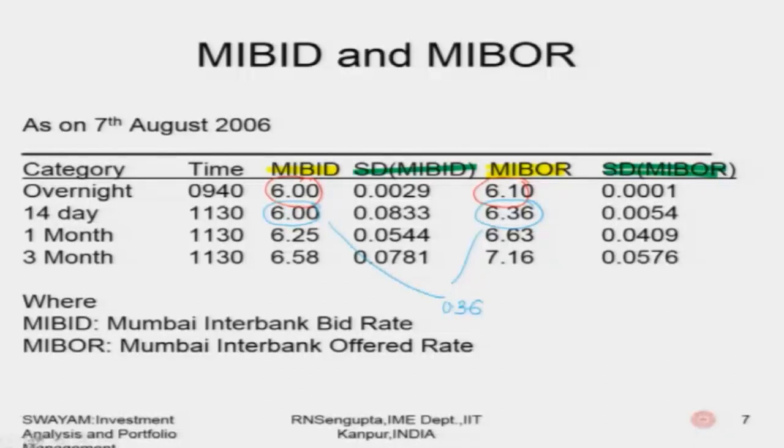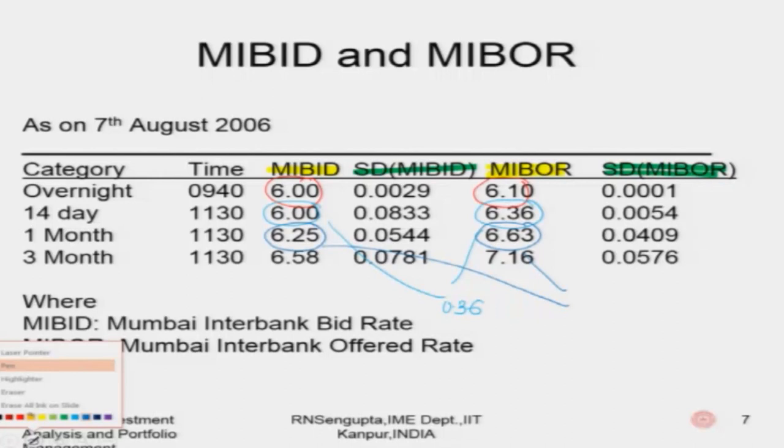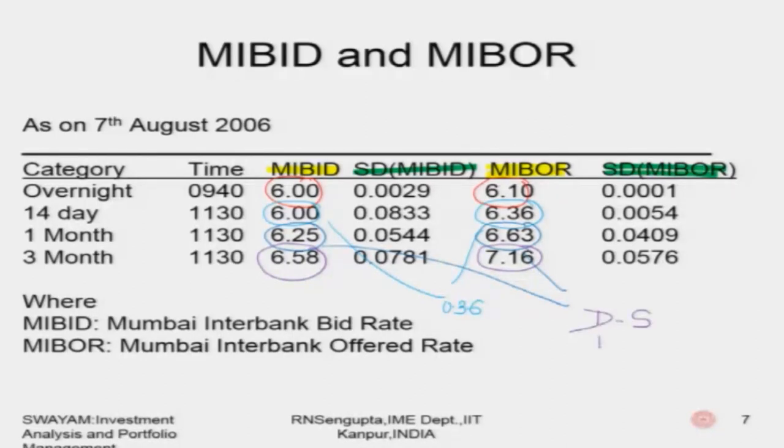Similarly, you will have the MIBID and MIBOR for 1 month. So, the difference is basically 6.63 and 6.25. Similarly, when you consider the MIBID and MIBOR, I will use different colors, say for example, for the 3 month, it is 6.58 and 7.16. So, there would obviously be demand and supply which will have an effect, and there would be a time frame which will have an effect. A longer time frame would have more so-called uncertainty. So, the interest rate would picture that uncertainty much more than for short time durations, where the uncertainty would be much less.